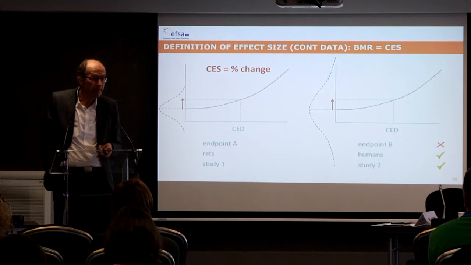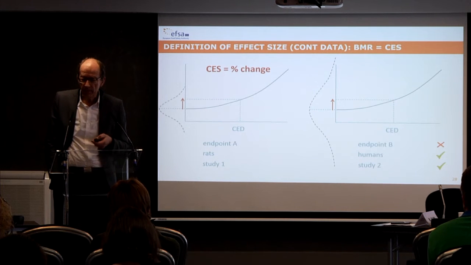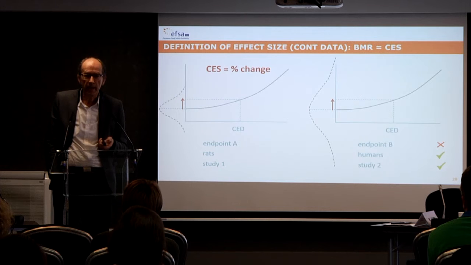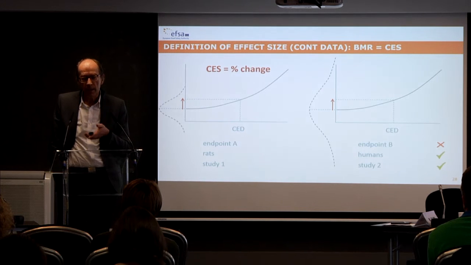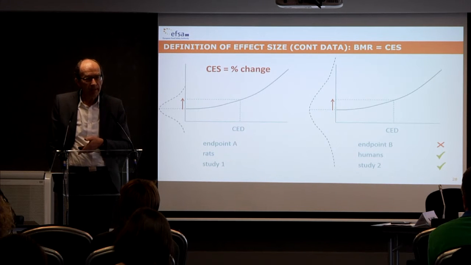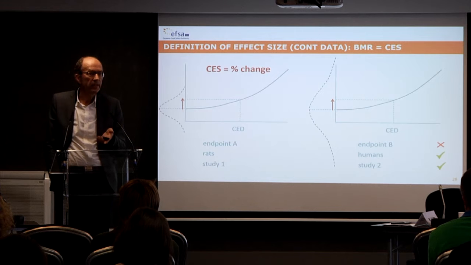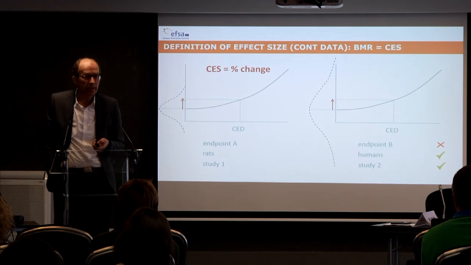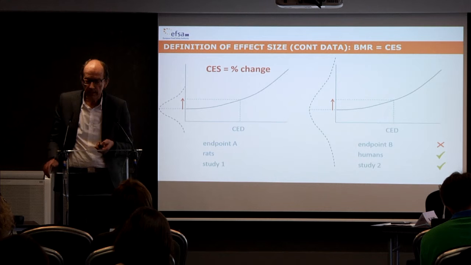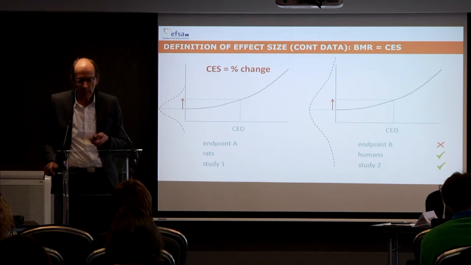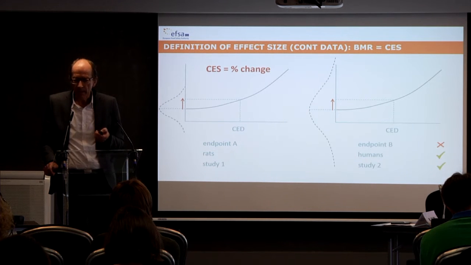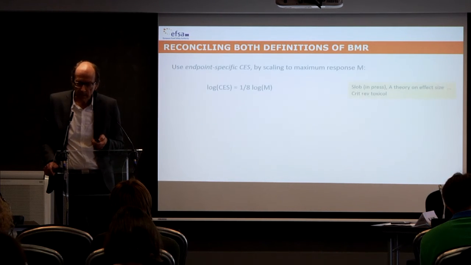However, when we compare endpoints, then we have this problem. We did not take the larger variability in that particular endpoint into account, and we just say, well, 5% is 5%. And you might intuitively think that this is maybe not adequate.